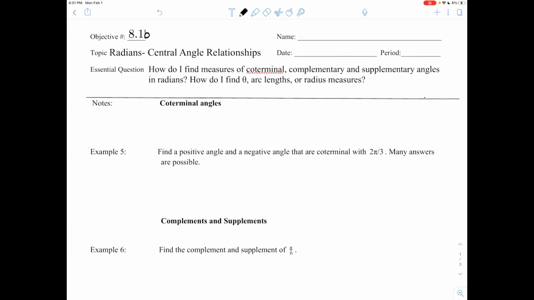Okay, so let's start with coterminal angles. Let me just remind you first that when we're talking about an angle rotation that's given in radians, typically the word radians is optional and it's often omitted. You don't really label things in radians. You can, but it's not required. Okay, so coterminal angles, let's just define that real quick. Those are angles that share the same terminal side but have different measures.